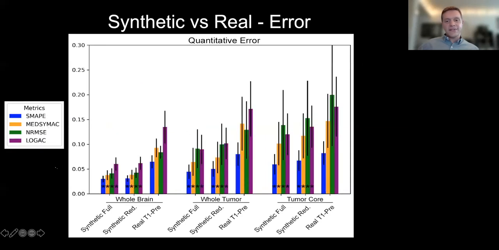So these are the results for the error metrics. Basically, a similar story on this part of the figure. It's just that everything's the inverse, because for error metrics 0 is better, and for similarity metrics 1 is better. But again, same thing. The synthetic model performed the best, was significantly better than the pre-contrast, and things get worse the more you hone into the tumor core itself.